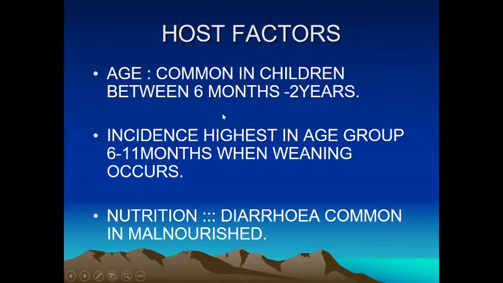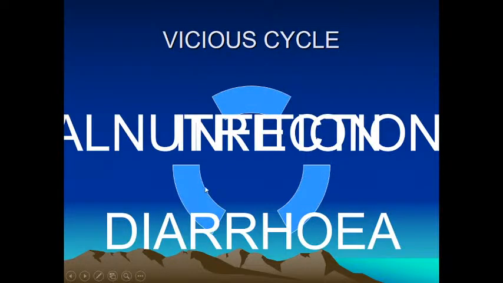Common in children between 6 months and 2 years. Incidence is highest in the age group 6 to 11 months when weaning occurs. That's the time when children get infections; if a child is breastfed, there's no question, there's less chance of infection. Nutrition: diarrhea is common among the malnourished, and there's a vicious cycle which is there.